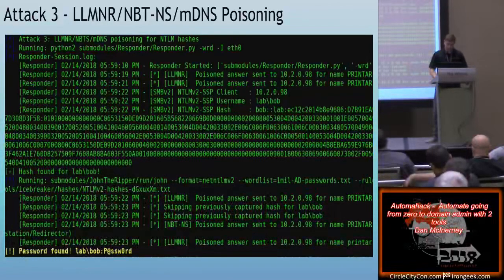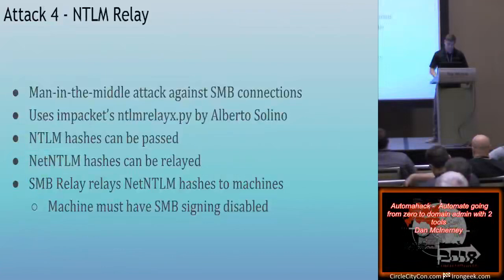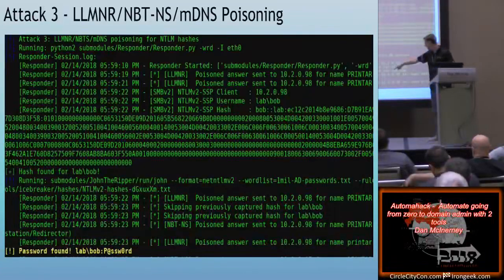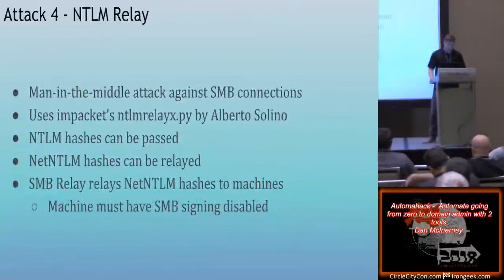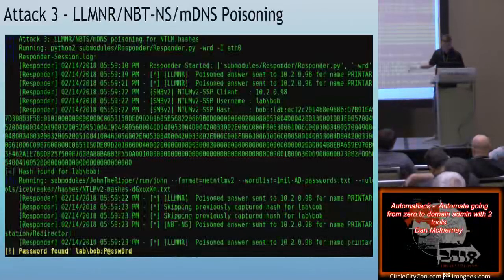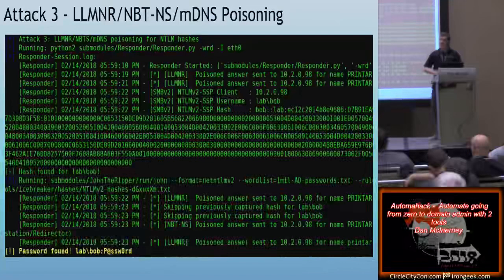Now, it says password found, lab Bob password. You'll notice that didn't come from Responder. This is all you get from Responder. That password found came from John cracking the NetNTLMv2 password. Oh, it's nice of Responder too that it actually skips previously captured hashes. I don't know, small detail.